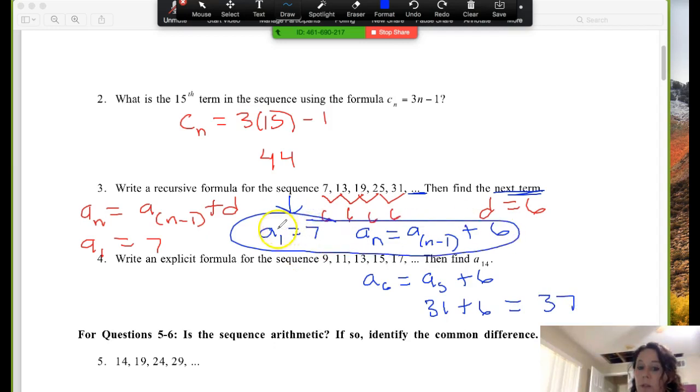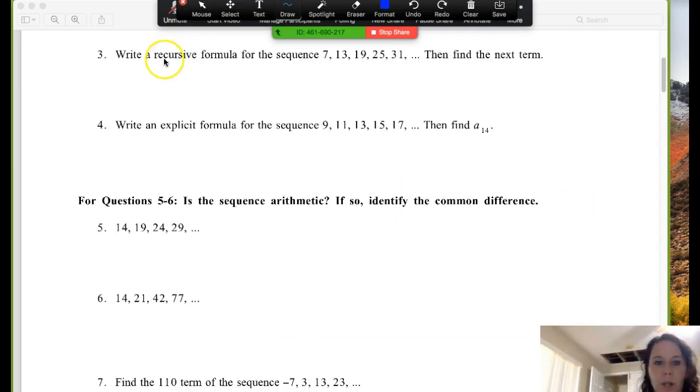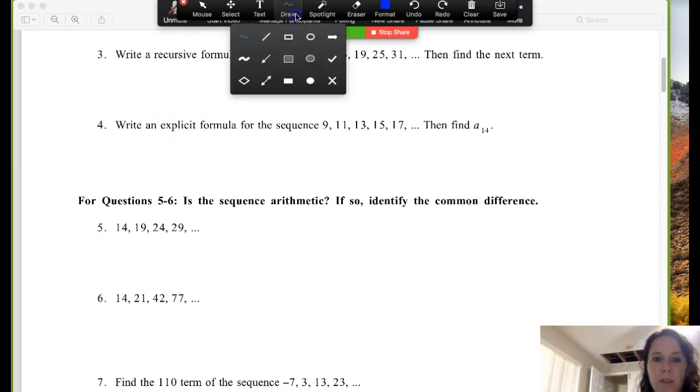You have to state where you start, and then you take your previous term and you add the common difference. And the next term in this sequence is going to be 37. Okay, to the next one. We did the recursive, now the explicit that helps us find any term.